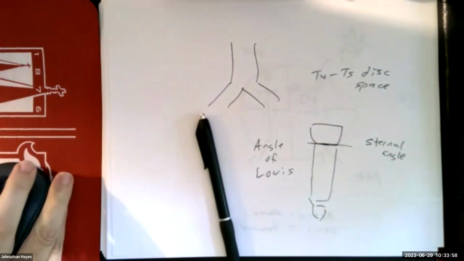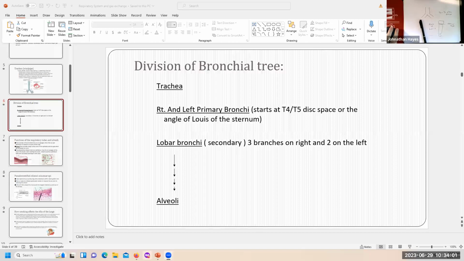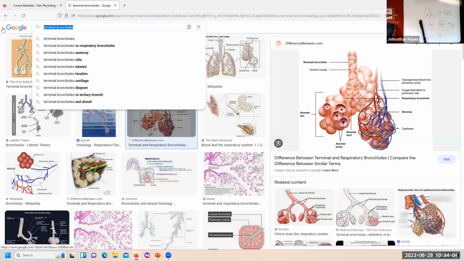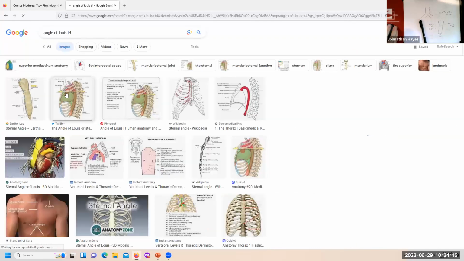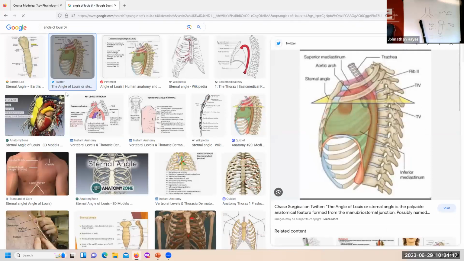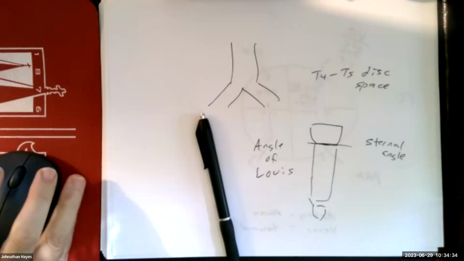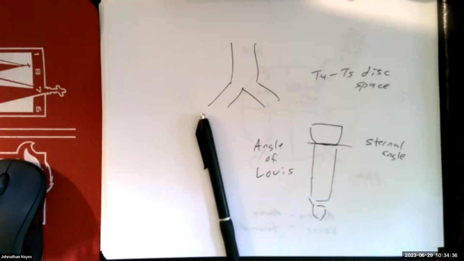So if we look at that, angle of Louis, T4, you'll see that they're at the same level. So T4, T5 disc space, angle of Louis, boom, same level. That's where your trachea splits. Isn't that fun? Just gives you an idea of where things are underneath.